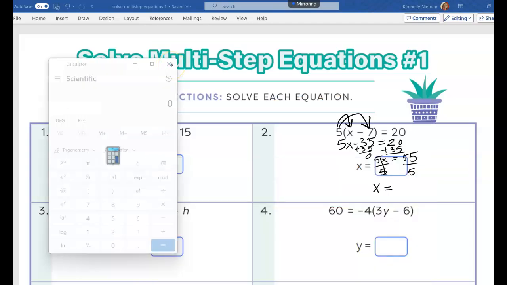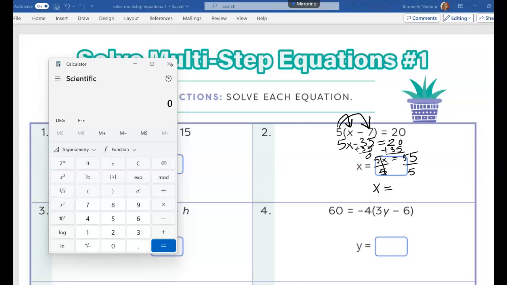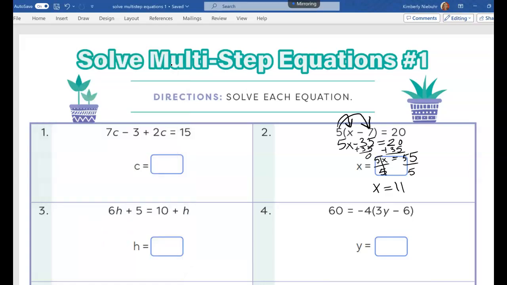55 divided by 5. We could just count up by 5, couldn't we? 55 divided by 5, or we could just use our calculator. That is 11. So x equals 11.